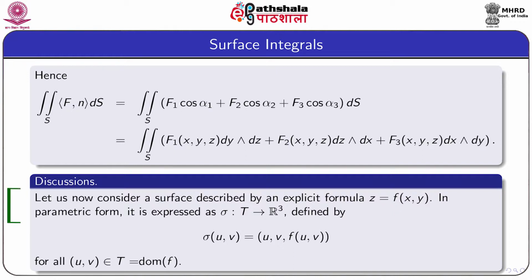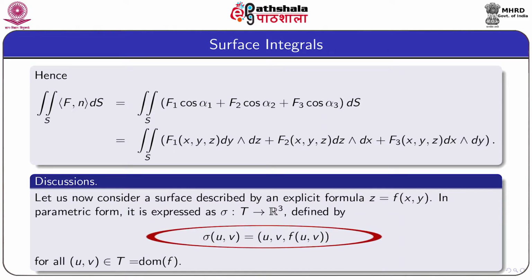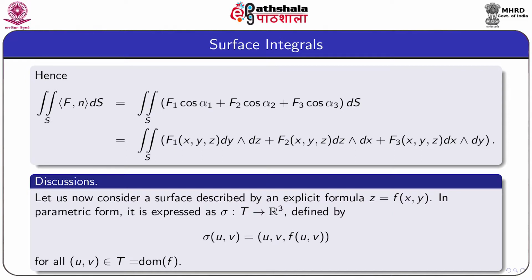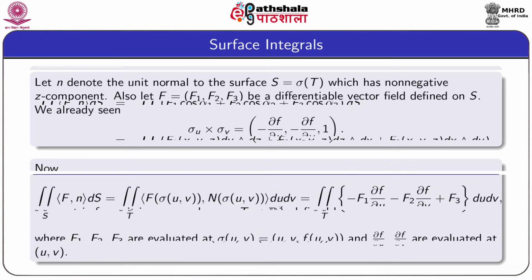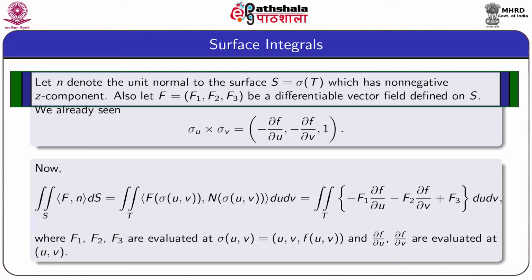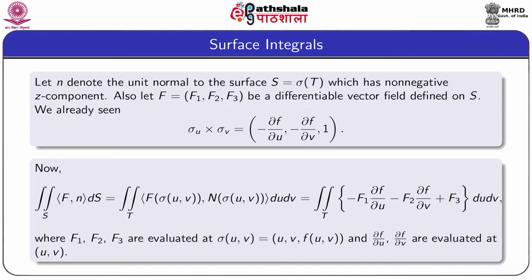Next, we consider a surface described by an explicit formula z equal to f(x,y). In parametric form, it is expressed as σ from T to R3, where σ(u,v) equals (u, v, f(u,v)) for every (u,v) from the domain of f. Let n denote the unit normal to the surface S equal to σ(T), which has non-negative z component. Also, let F equal to (f1, f2, f3) be a differentiable vector field defined on S.